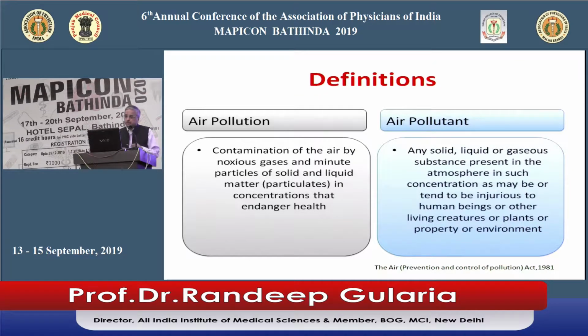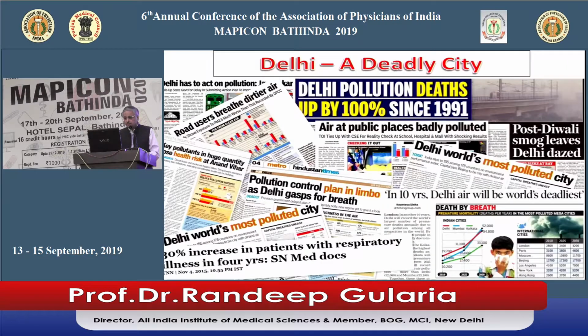And air pollution is basically contamination of the air by noxious gases and minute particles of solid and liquid particles in concentration that endanger health. And an air pollutant is any solid, liquid or gaseous substance present in the atmosphere in such concentration as may be or tends to be injurious to human beings or other living creatures or plants or property or environment. So very broad definition of what is an air pollutant.